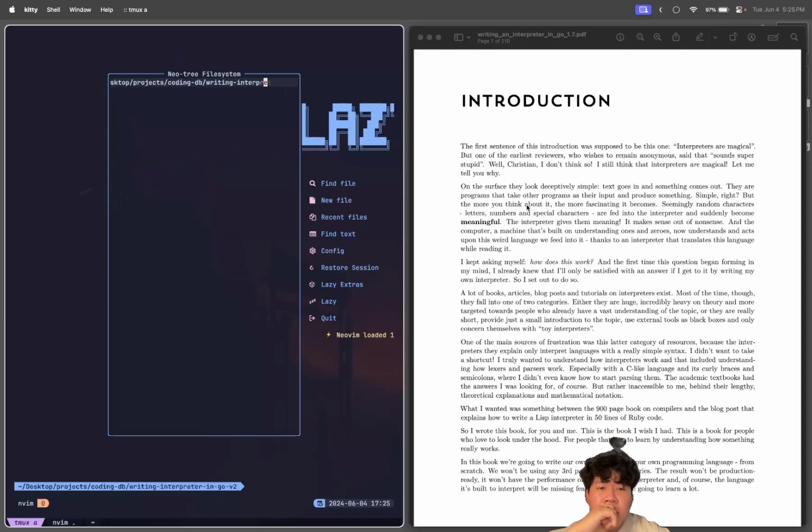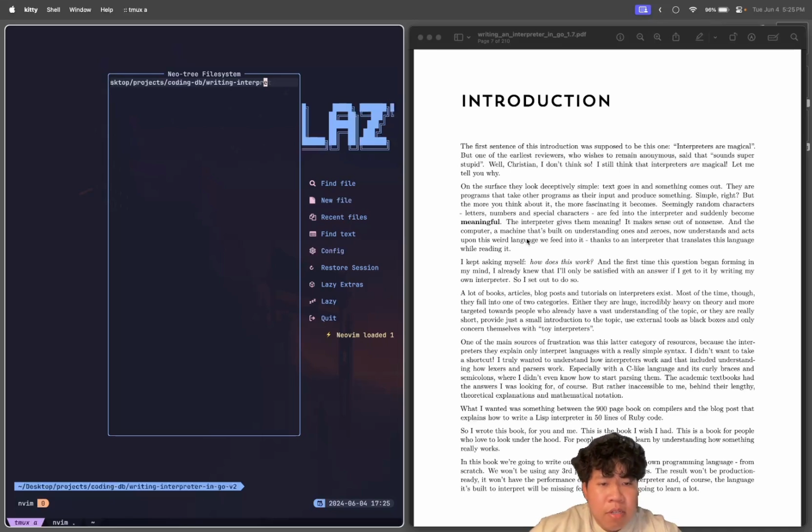On the surface, they look deceptively simple. Text goes in and something comes out. They are programs that take other programs as their input and produce something simple, right? But the more you think about it, the more fascinating it becomes. Seemingly random characters, letters, numbers, and special characters are fed into the interpreter and suddenly become meaningful. That is true. The interpreter gives them meaning. It makes sense out of nonsense.